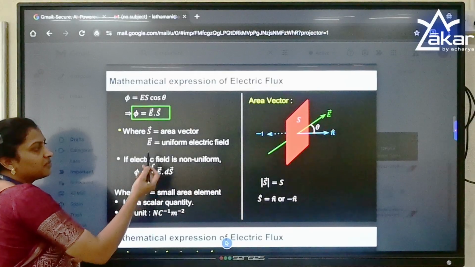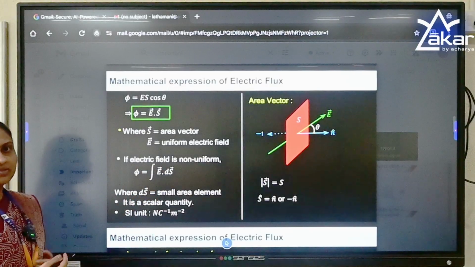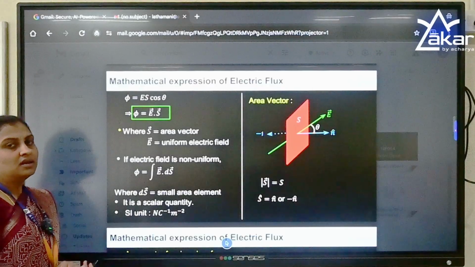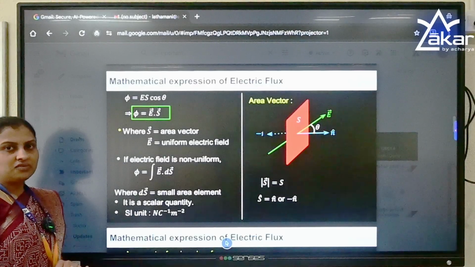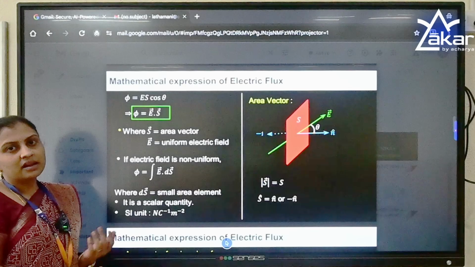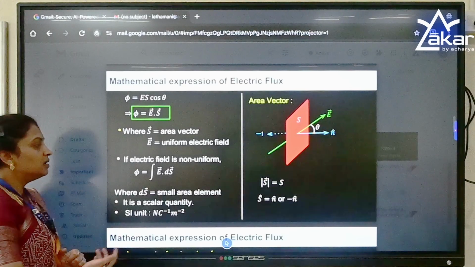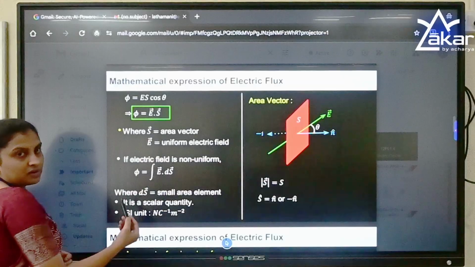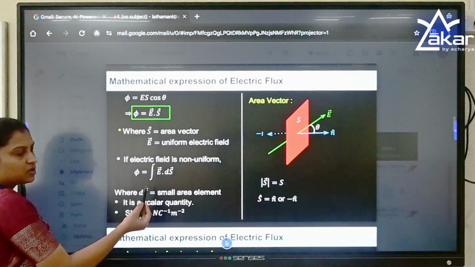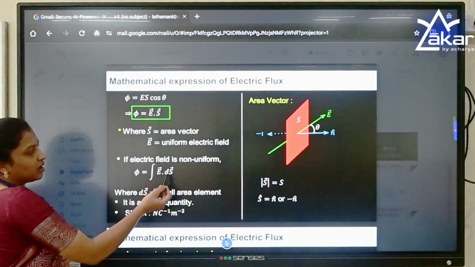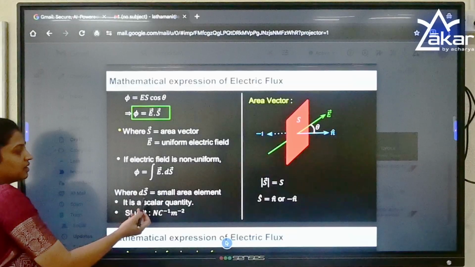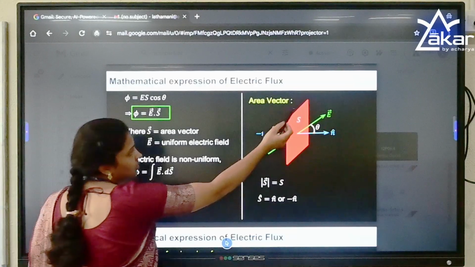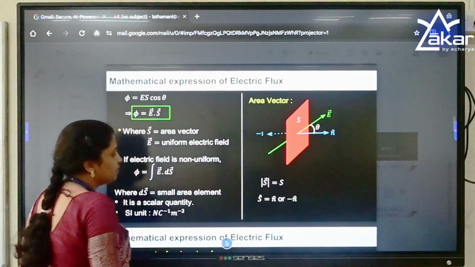If the electric field is uniform, the electric field lines are parallel. If the electric field lines are non-uniform, we know already that the electric field lines are non-parallel. Next, if the electric field is non-uniform, phi is equal to the integration of E dot ds, where ds is a small area element. Here we can choose a smaller area element.